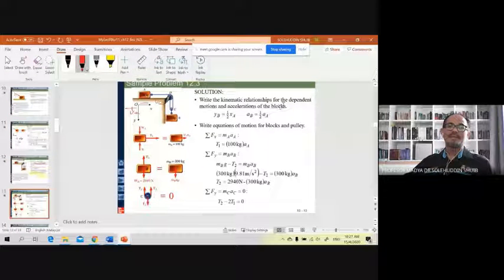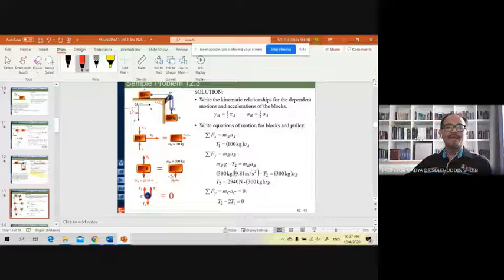This is what I have mentioned just now. These are the kinematic relationships for the dependent motion and acceleration of the block. This has been simplified where you get YB equal to half XA, and acceleration of B equal to half acceleration of A. This one is for block A.